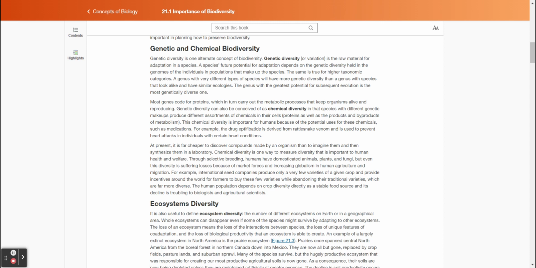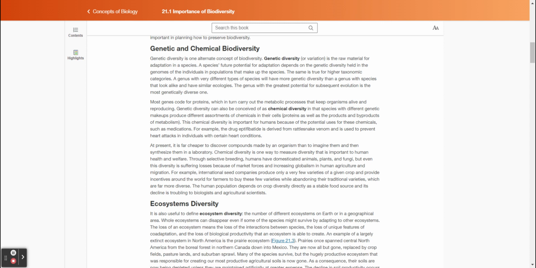Most genes code for proteins, which in turn carry out the metabolic processes that keep organisms alive and reproducing. Genetic diversity can also be conceived of as chemical diversity, in that species with different genetic makeups produce different assortments of chemicals in their cells, proteins as well as the products and byproducts of metabolism. This chemical diversity is important for humans because of the potential uses for these chemicals, such as medications. For example, the drug eptifibatide is derived from rattlesnake venom and is used to prevent heart attacks in individuals with certain heart conditions. At present, it is far cheaper to discover compounds made by an organism than to imagine them and then synthesize them in a laboratory.